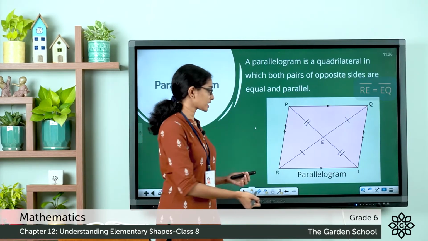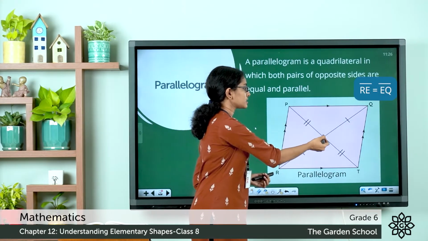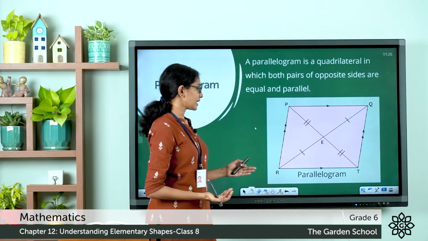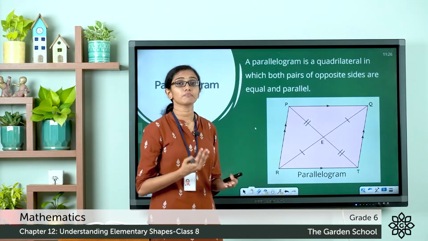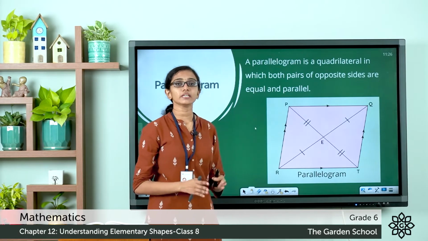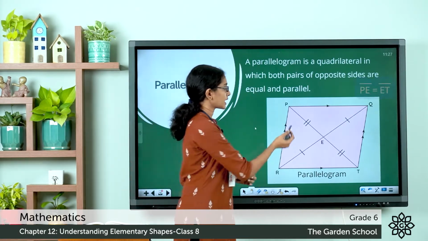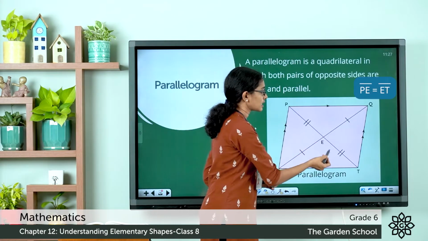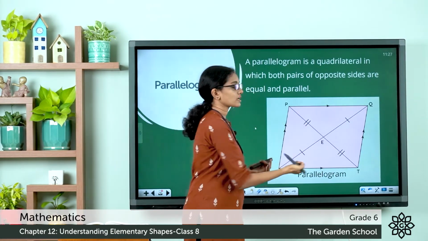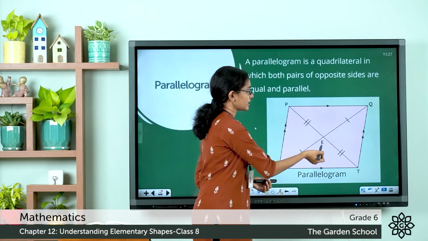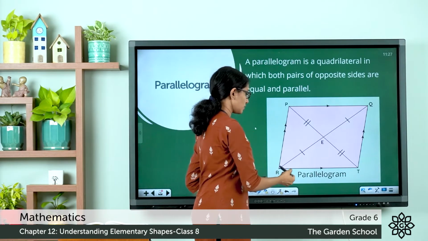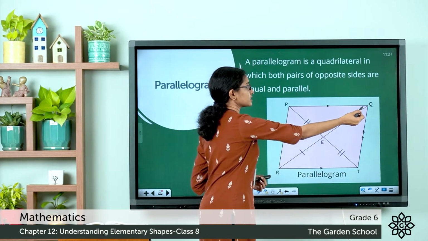So the length of the line segment RE is the same as the length of EQ. Similarly, the diagonal RQ bisects the diagonal PT, means divides the diagonal PT into 2 equal parts. Hence, the length of PE is the same as the length ET. Here you can see the two symbols match, which means PE has the same length as ET. Now here also you can see the symbols match, which means RE has the same length as EQ.